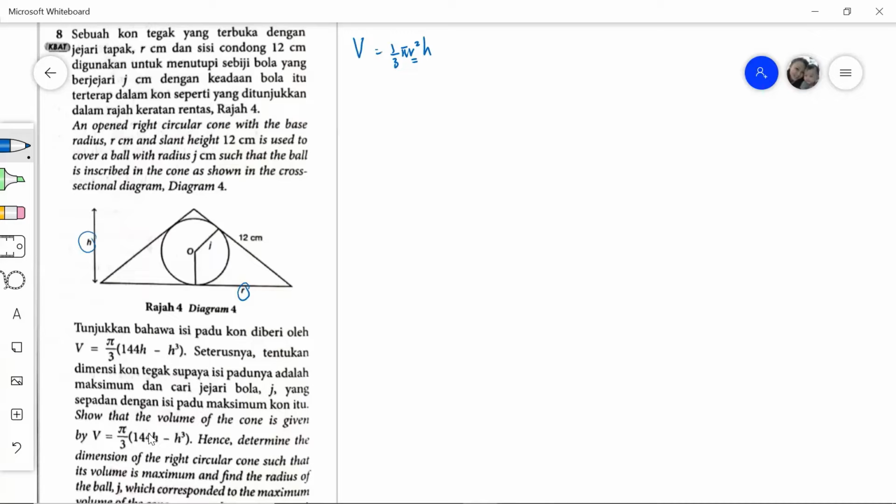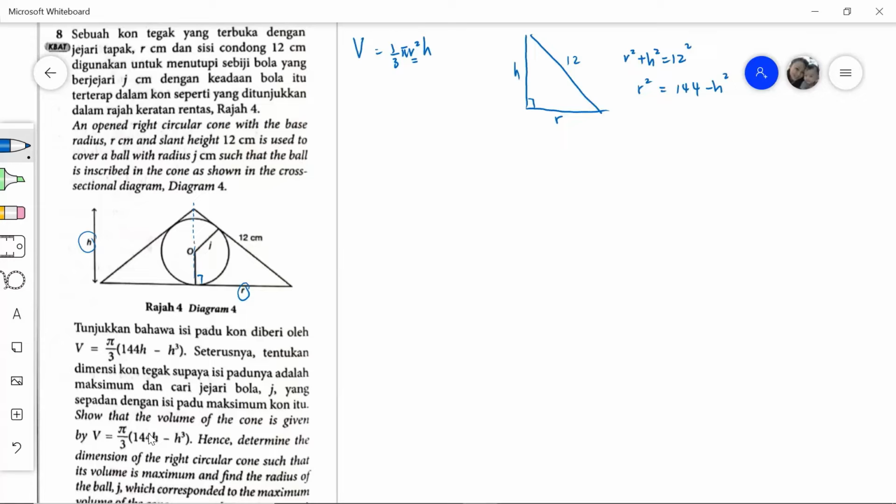From this diagram, we can divide the cone into two parts, so it forms two right-angled triangles. Let's get that triangle out. We have a right-angled triangle with the height h, the radius r, and the hypotenuse 12. How are r and h related? We apply the Pythagoras theorem. r squared plus h squared equals 12 squared. Therefore, r squared equals 144 minus h squared.